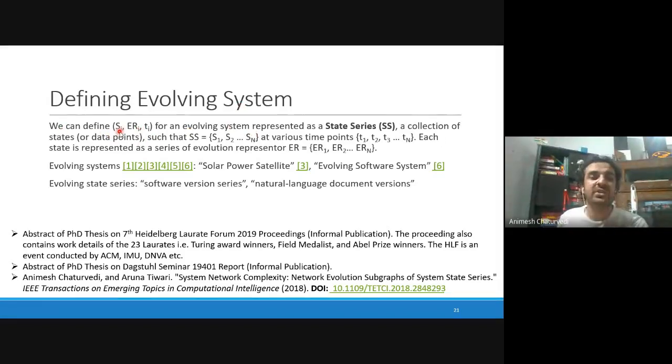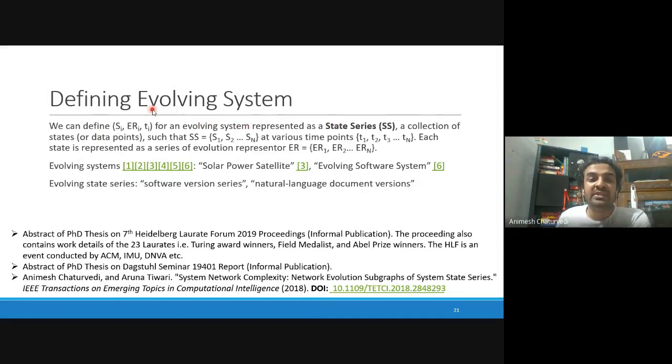I defined it with three terms: Si, ERi, and Ti. What is Si? Si is the state. And what is ERi? ERi is some evolution representer. And what is Ti? Ti is the time point. So we can define that state Si, with some evolution representation, at some time Ti, so that you can define that evolving system.